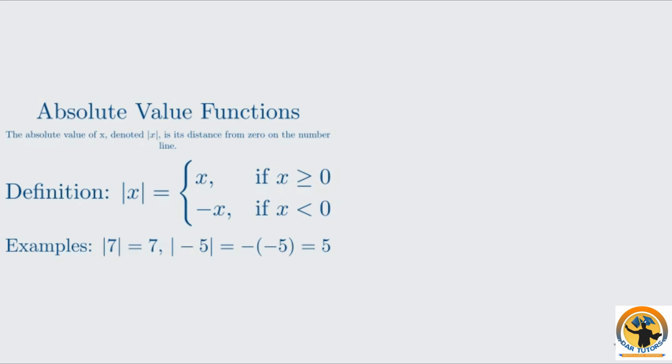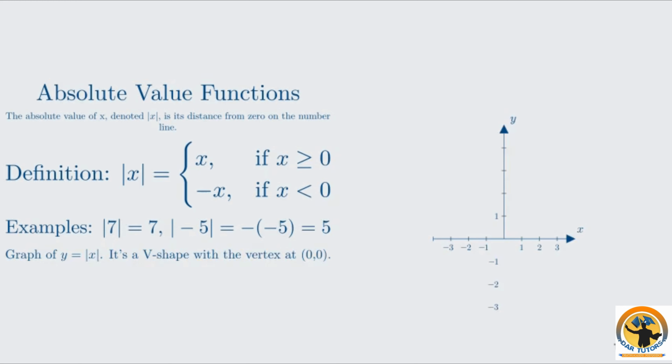For example, |7| is 7 and |-5| is 5. Because of this split definition, the graph of y equals |x| is a piecewise function. It has a V-shape with its vertex at the origin. For x values greater than or equal to 0, it follows the line y equals x. For x values less than 0, it follows the line y equals negative x. Taking the absolute value of a linear expression always creates a piecewise linear graph with a V-shape.